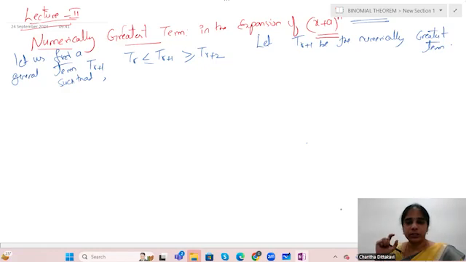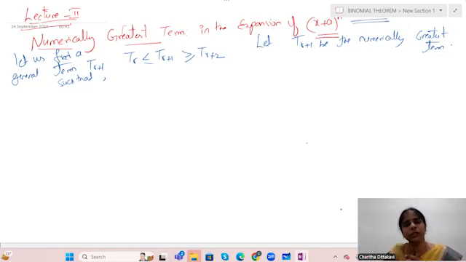Now think about it. What do you mean by numerically greatest term, and what is the difference between it and the greatest binomial coefficient? Binomial coefficients, as I have just discussed, gradually increase, attain a position, and then gradually decrease. And the position where they attain the maximum height is nothing but the middle term. So the middlemost position will contain the greatest binomial coefficient.